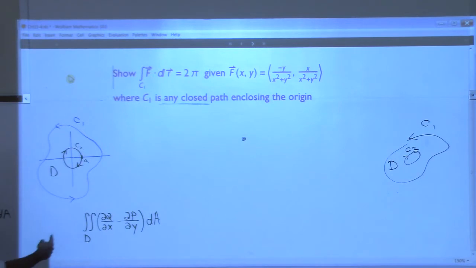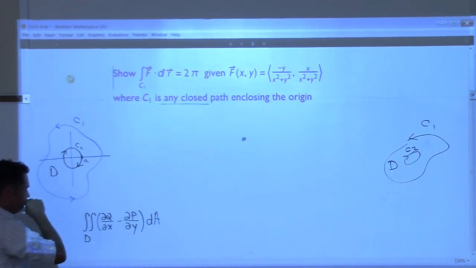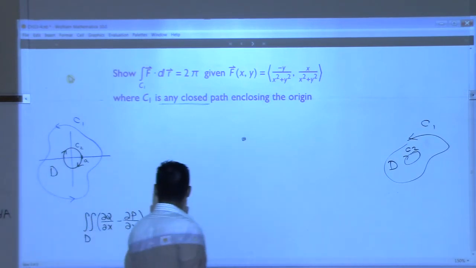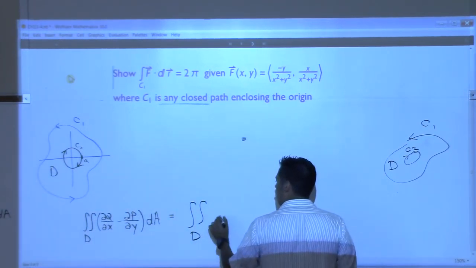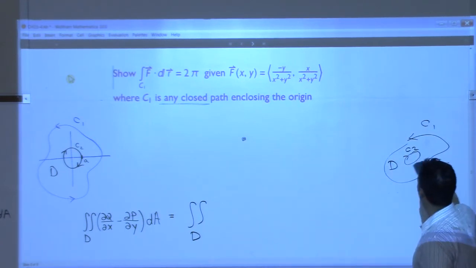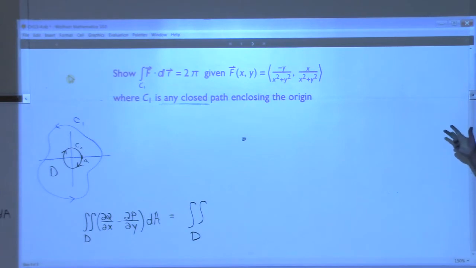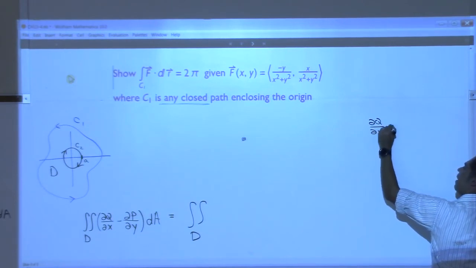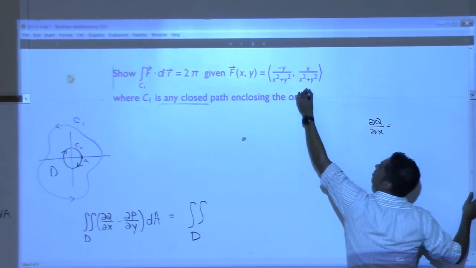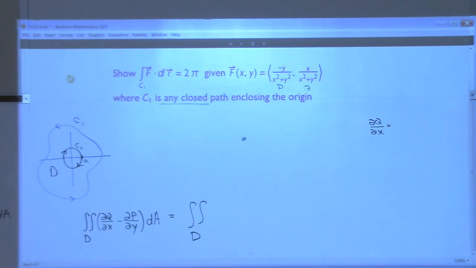Well, we have the field, don't we? We have our actual field here. Okay, so let's calculate this. This is the double integral over D of the partial of Q with respect to X minus the partial of P with respect to Y. This is a little harder to get these partials, right? These are not as clean. So let's do them on the side. What is the partial of Q with respect to X? So this is Q, this is P. So what is the partial of Q with respect to X?